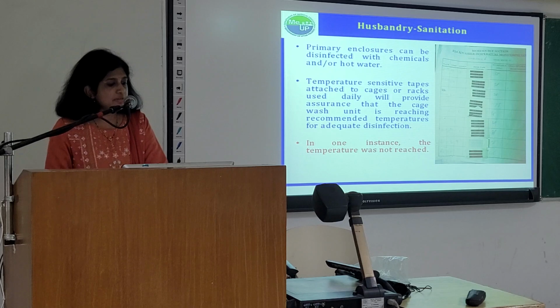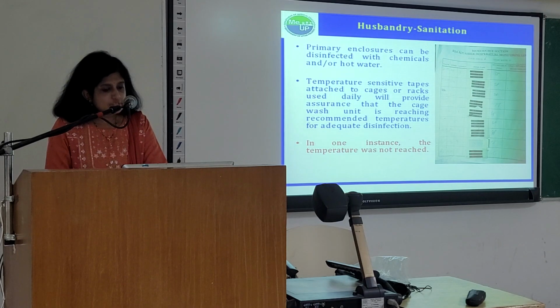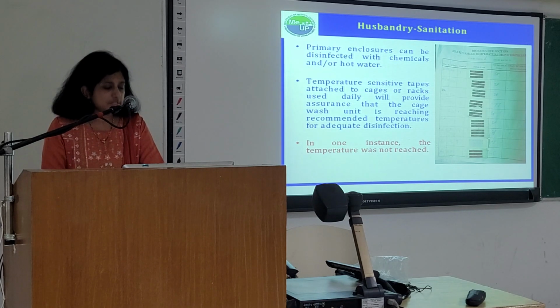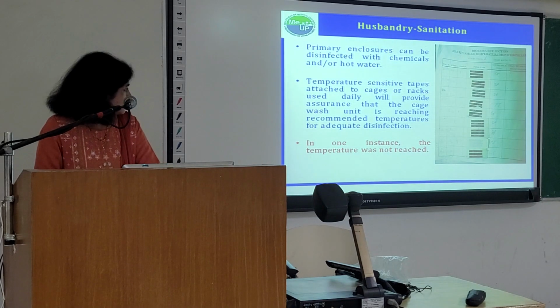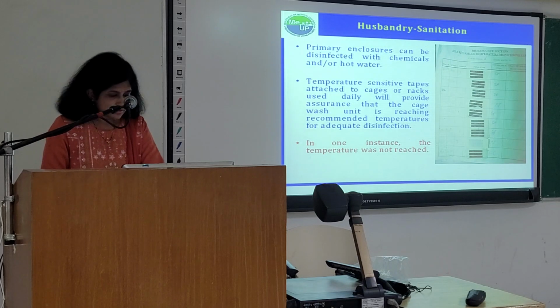Primary enclosures can be disinfected with chemicals and or hot water. Temperature-sensitive tapes attached to cages or racks used daily will provide assurance that the cage wash unit is reaching recommended temperatures for adequate disinfection. In this photo, in one instance, the temperature was not reached.